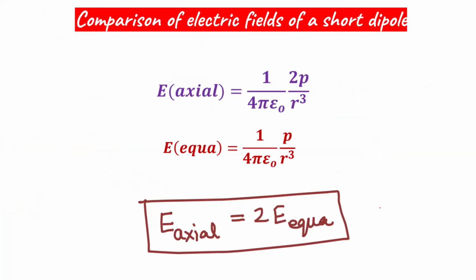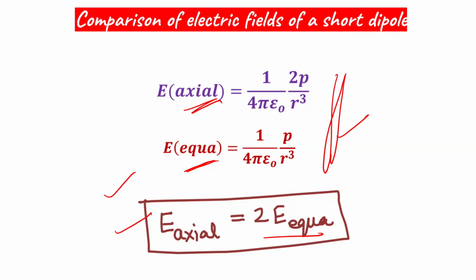Now, comparison of electric fields of a short dipole in both cases. Axial we have already discussed in the last lecture, and right now we have discussed E due to the equatorial point. So these are the expressions. You can easily see from these expressions that E at the axial point is twice the E at the equatorial point. This is an important conclusion.